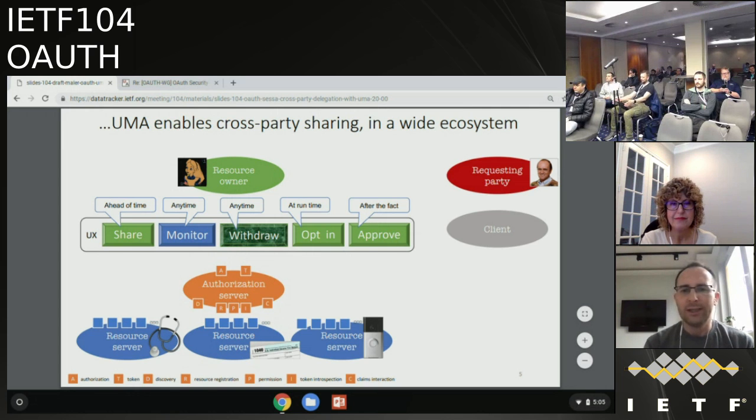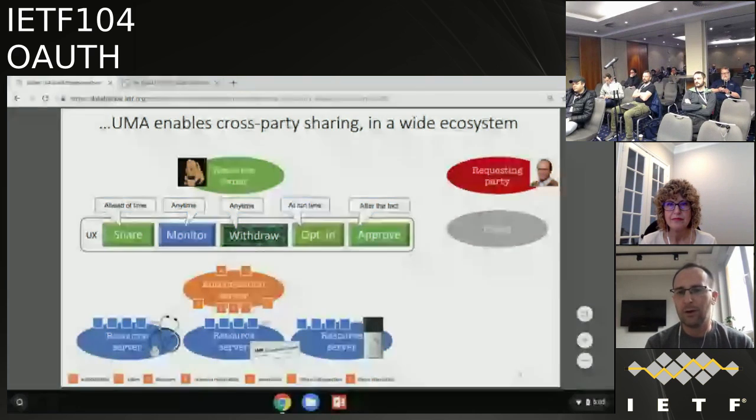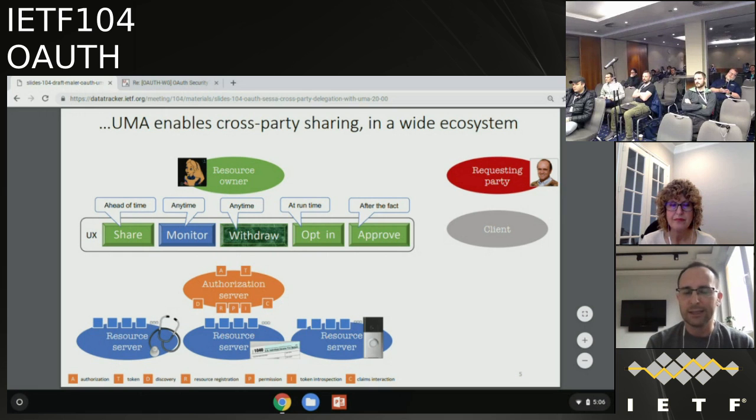And UMA differs in two main points. The first thing is that it does enable cross-party sharing. So, firstly, the sharing of a protected resource does not happen to just a different application, a different client, but it happens to a different party. So we have a concept of a resource owner, but we also have a concept of a requesting party which can be different from the resource owner. So we have that notion of cross-party sharing, and we also have a notion of a wide ecosystem. If you take a look at the bottom of the diagram, you see that there's no dotted line between the authorization server and the resource servers.